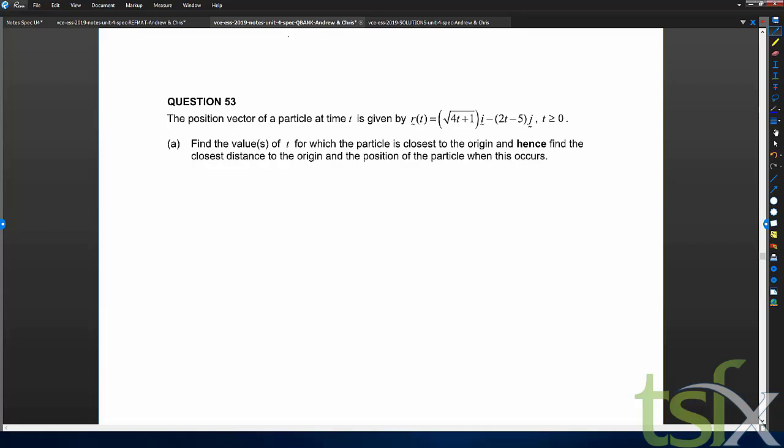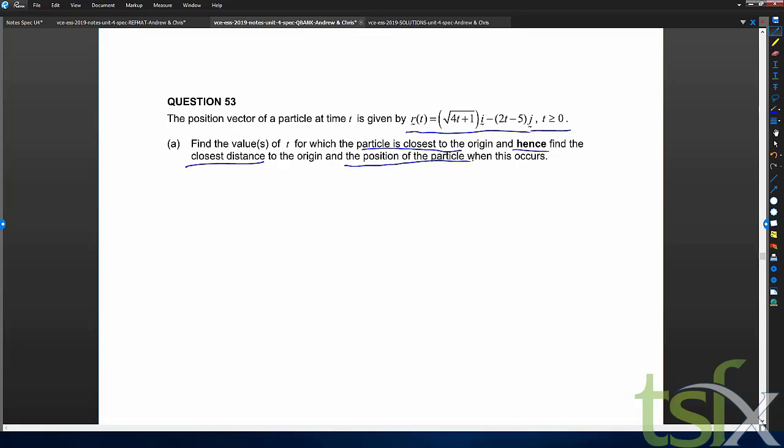So, question 53. The position vector of a particle at time t is given by our rule, which is here, and t is greater than or equal to 0. Find the values of t for which the particle is closest to the origin and hence find the closest distance to the origin and the position. So there are three things we've got to find in this question. In VCAA they'll normally have part 1, part 2, part 3 so you don't miss something.